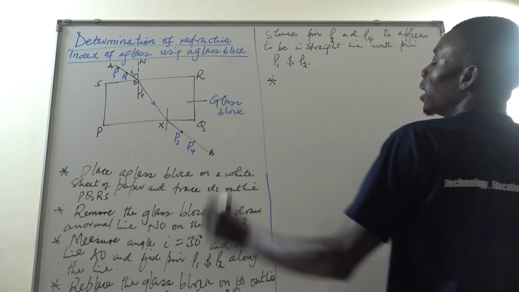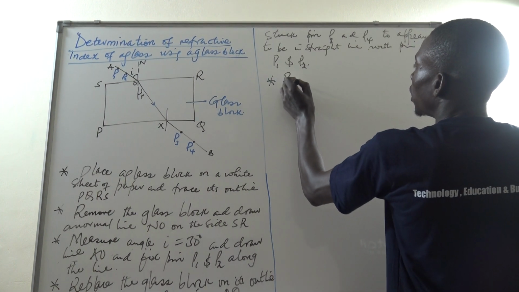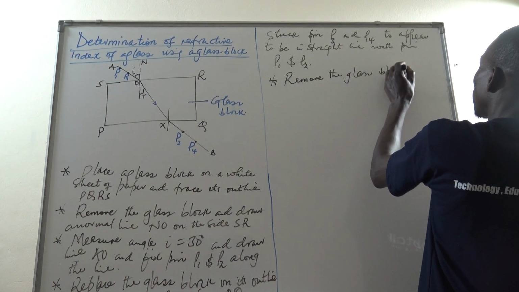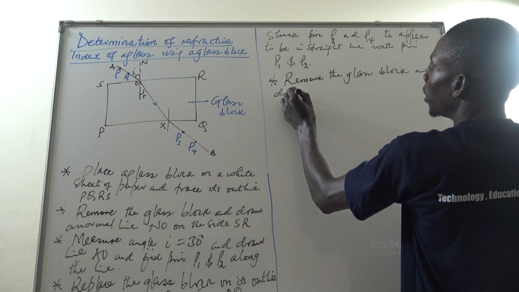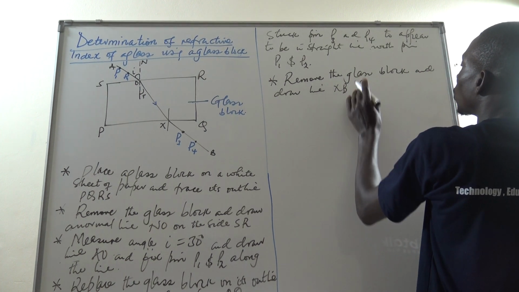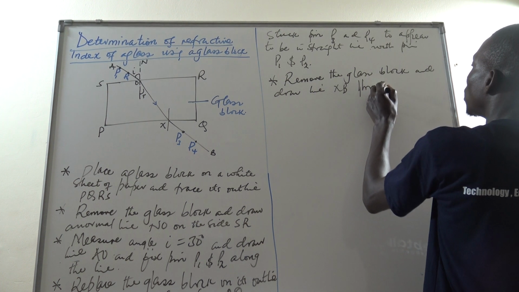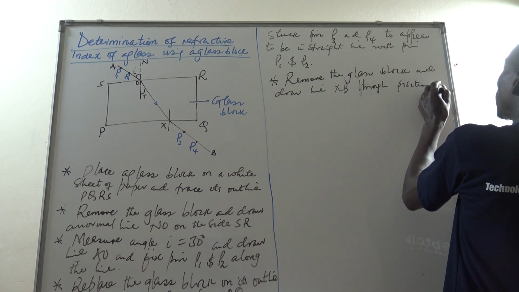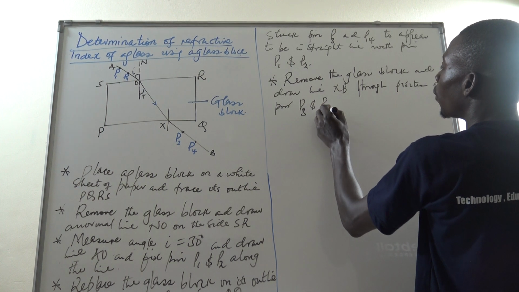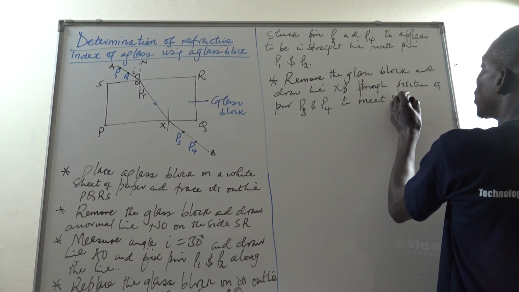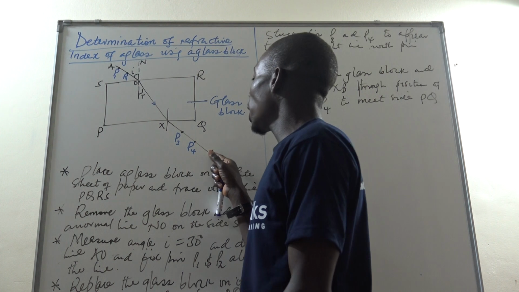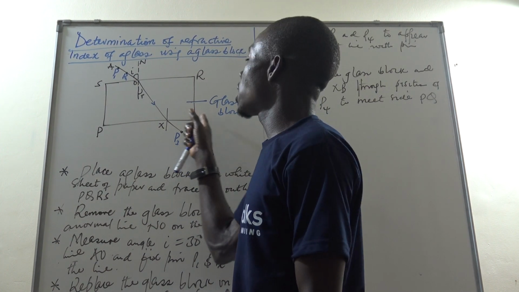If you've done that, the next step is to remove the glass block and draw line XB through the positions of pins P3 and P4 to meet side PQ at X. So now make sure that you draw a line through these two positions to meet this side here at X.